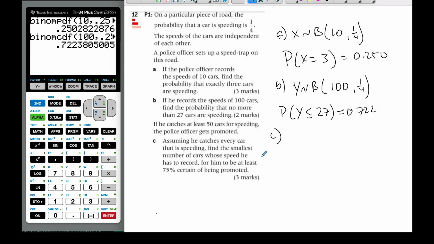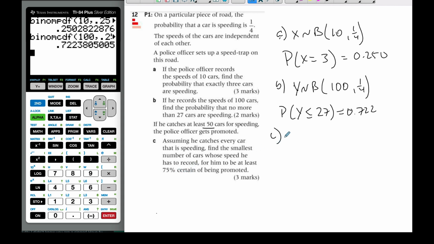C part now, the hardest one of the lot. If he catches at least 50 cars for speeding, he gets a promotion. Assuming he catches every car that is speeding, find the smallest number of cars he has to check, basically, whose speed he has to record for him to at least be 75% certain of being promoted.